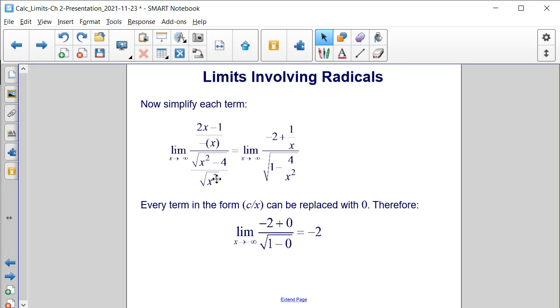And then in the square root, we have x squared divided by x squared, which is 1, minus 4 divided by x squared. Every term in the form c over x, which is 1 over x and 4 over x squared, can be replaced by 0. Therefore, the limit of (2 plus 0) over the square root of (1 minus 0) as x approaches negative infinity is equal to negative 2.